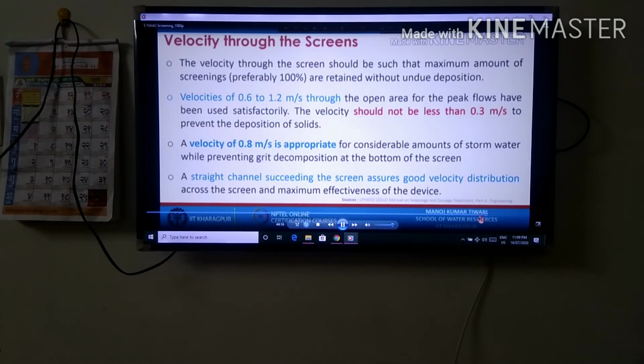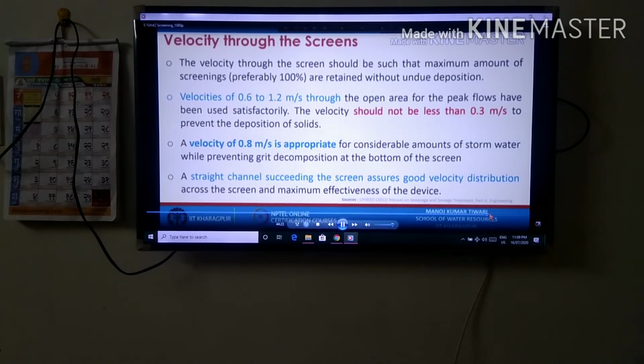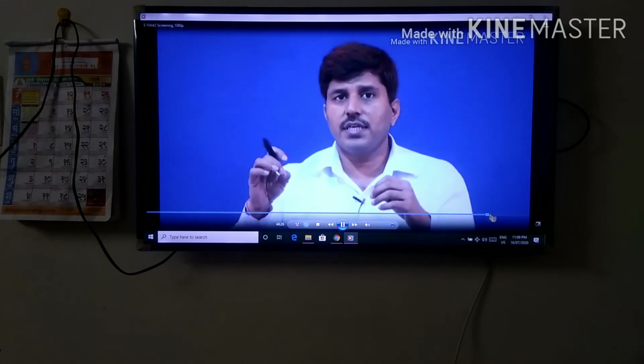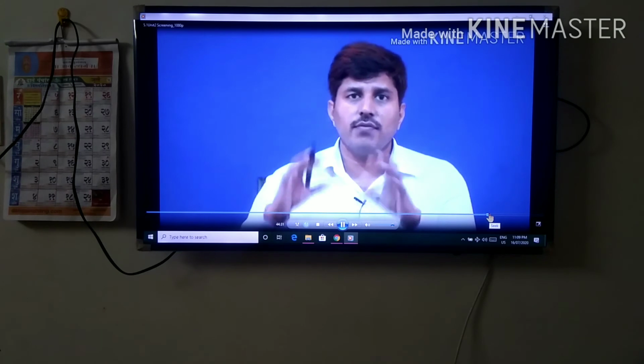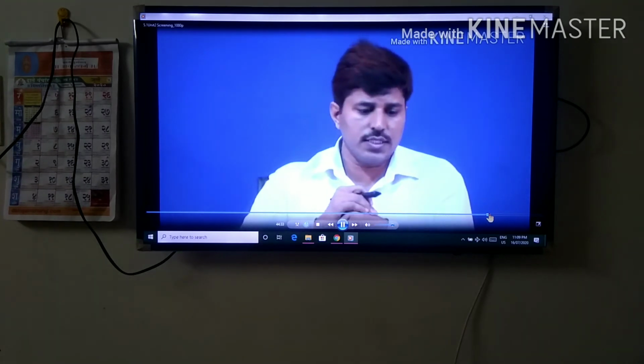So generally a velocity of 0.8 meter per second is considered appropriate for a considerable amount of storm water while preventing any grit deposition at the bottom of the screen. Because that is also not recommended. Those things which can flow should actually flow through the screen.